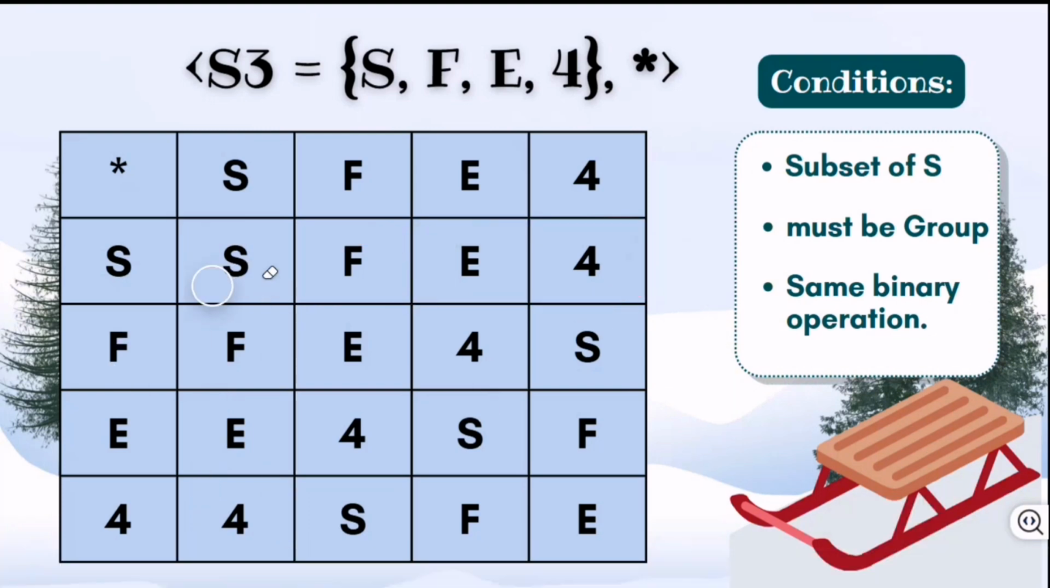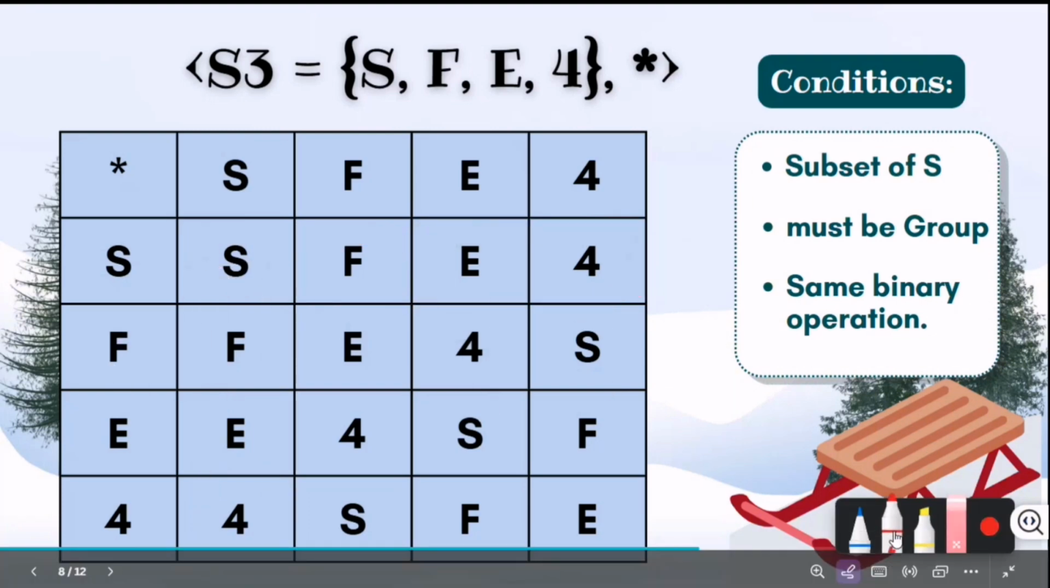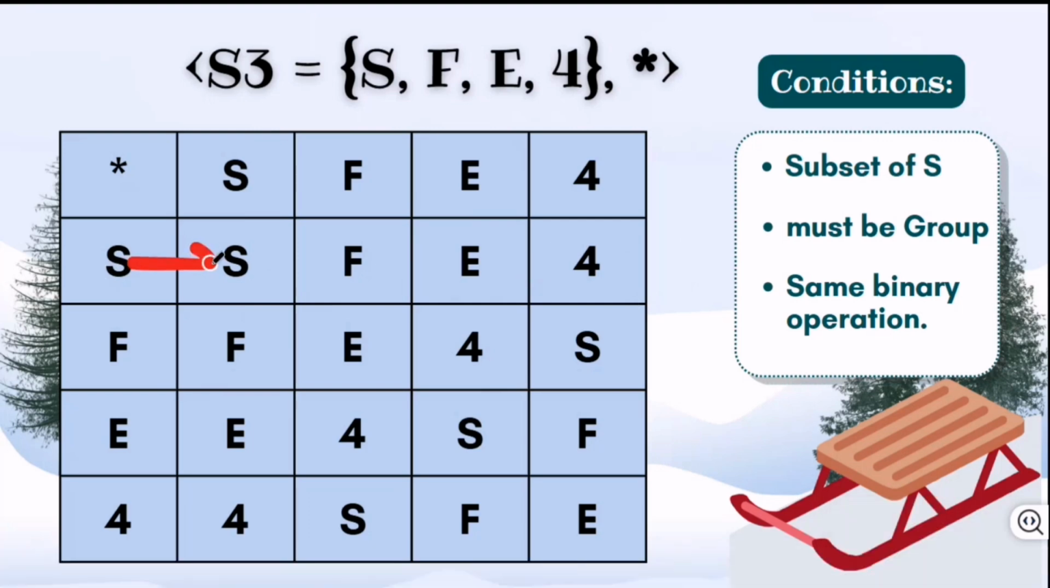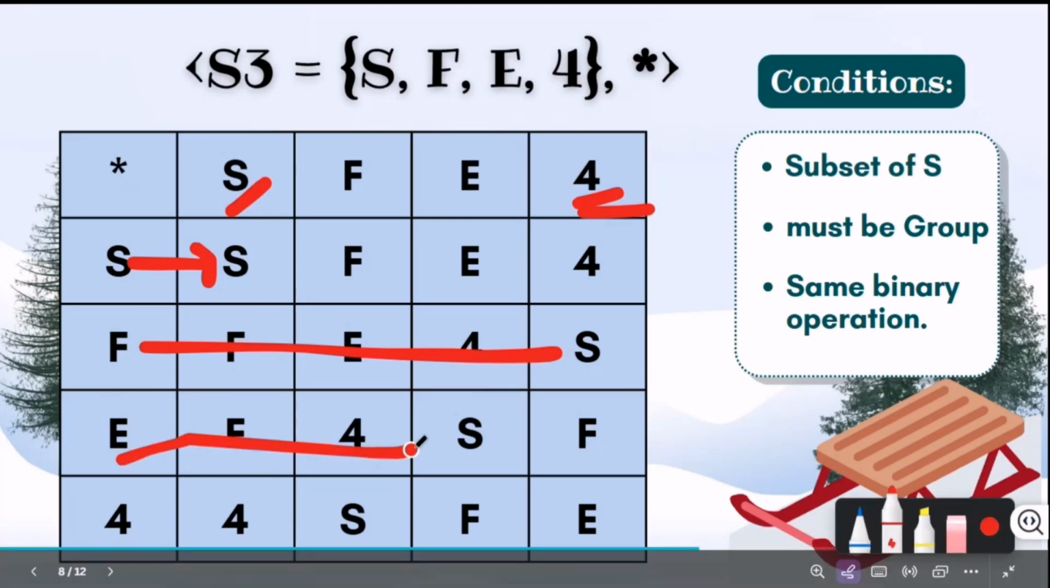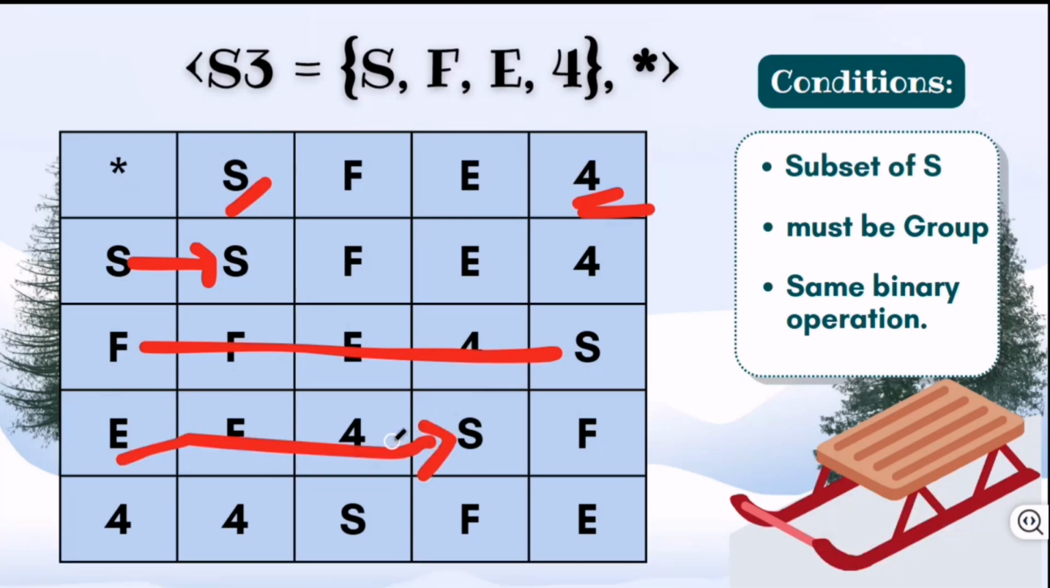So we have an identity element, therefore, the inverse element is possible to exist. S to our identity element is equal to S, so the inverse of S is S. We have F to identity element, and the result is 4. Therefore, the inverse of F is 4. Then E to the identity element S, and the result is E. So the inverse of E is E.